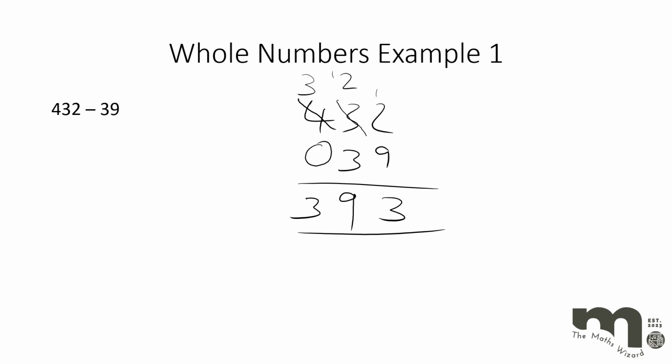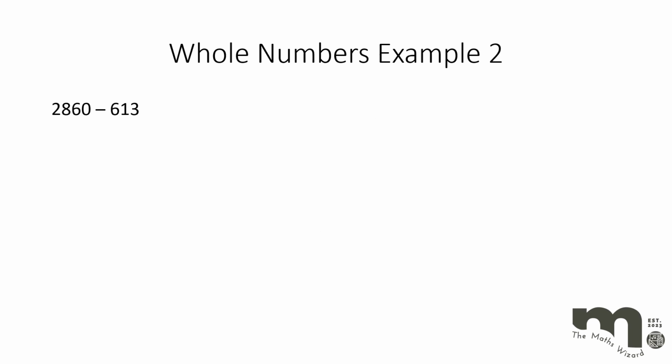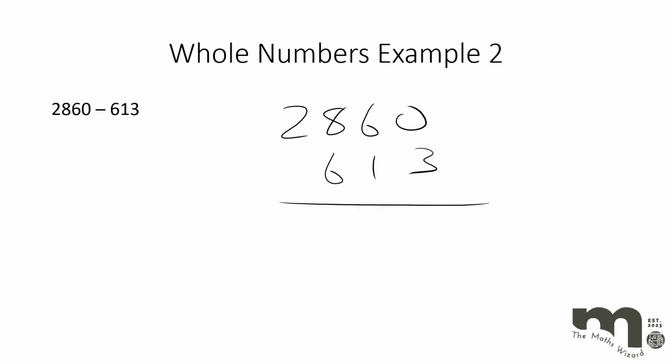Okay, next one. We've got two slightly larger numbers here. We've got 2,860 minus 613. Once again, we lay everything out nicely so that you've got the units, the tens, the hundreds, and then the thousands just there. If we start with our units, well, we can't do 0 take away 3 here. So we borrow 1 from here. This becomes 5. We move that 1 there. So now we're doing 10 take away 3. That will give us 7.